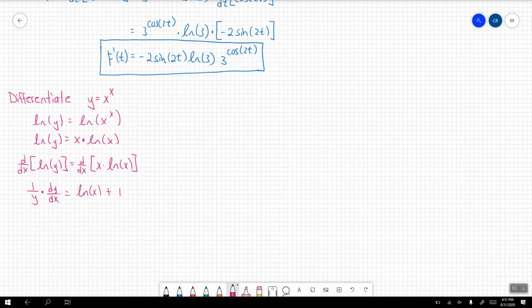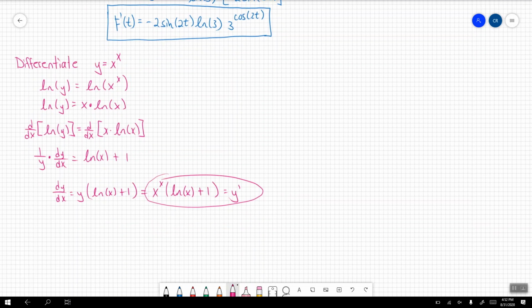Then again, if we were in the process of finding the derivative for y prime, check this out. dy/dx is equal to y times the natural log of x plus 1. And this is simply because I multiplied the previous equation by y on both sides. Well, then again, what is y? Well, y, according to the very beginning, is x to the power of x, multiplied by the natural log of x plus 1. And guess what we just found? That's the derivative.